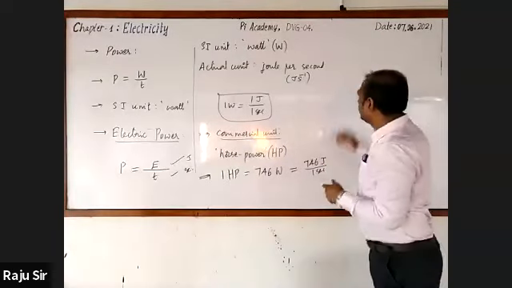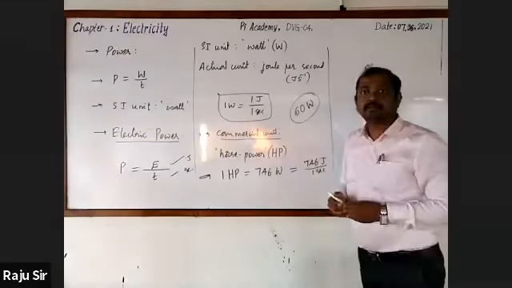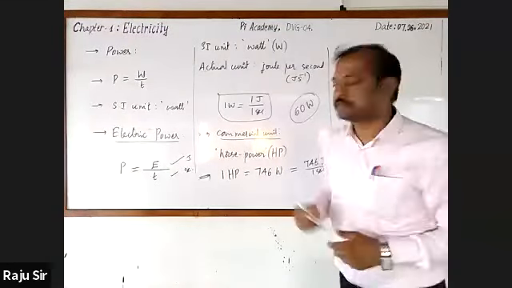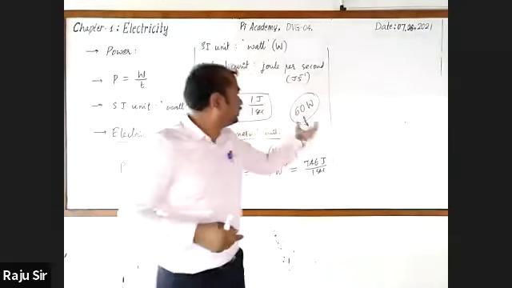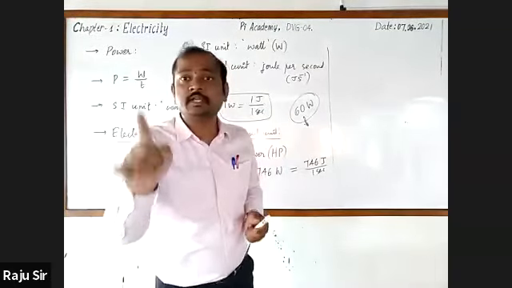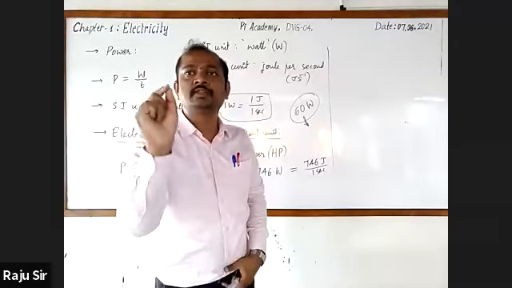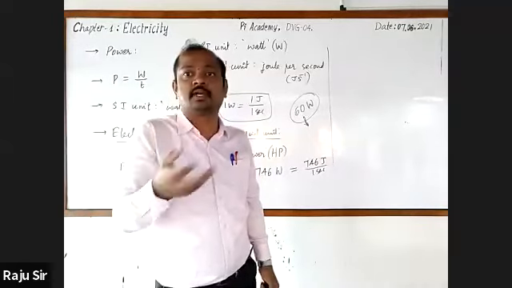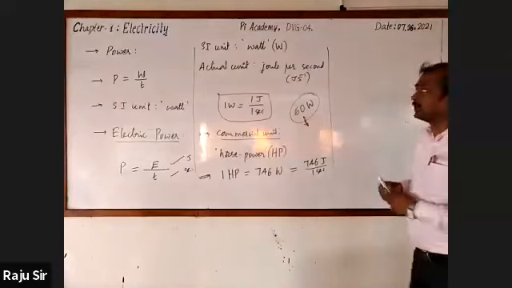Even you have heard about 60 watt bulbs. Do you know the meaning of this? Yes, sir. That when the electric bulb is connected in the circuit, it uses 60 joules of energy in every second. One second, 60 joules of energy it will be consuming, using. This is the meaning. Okay.